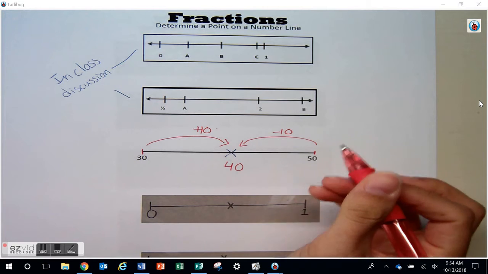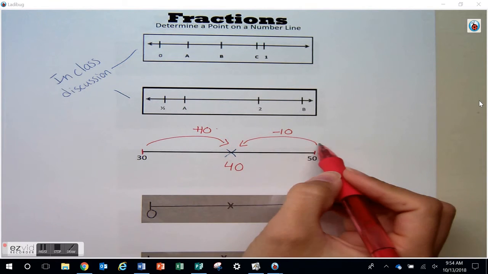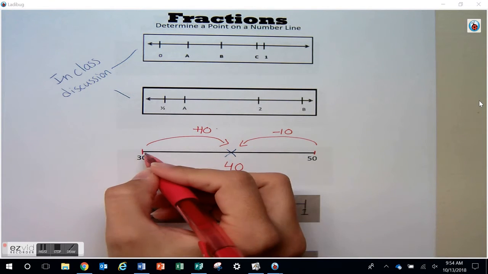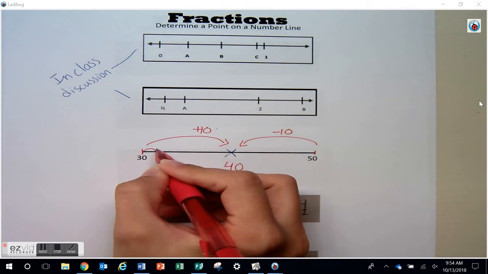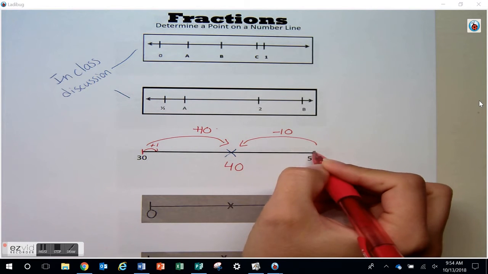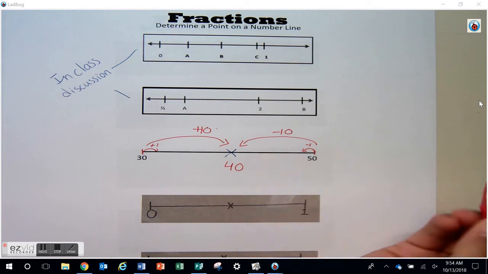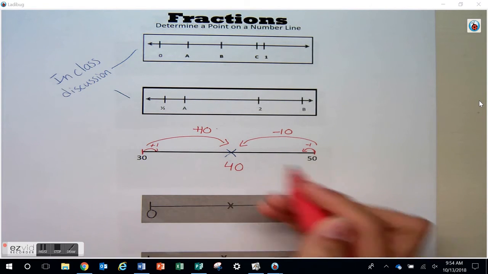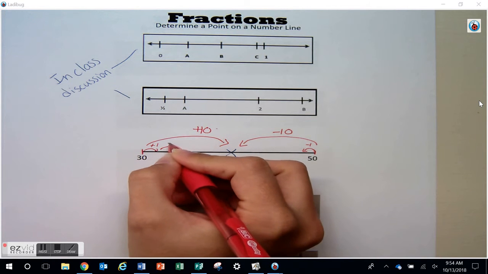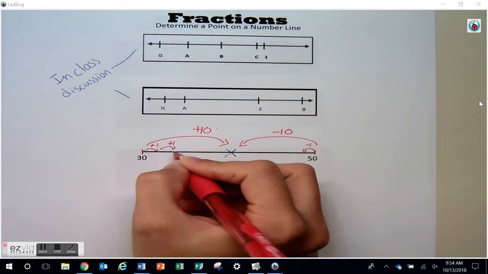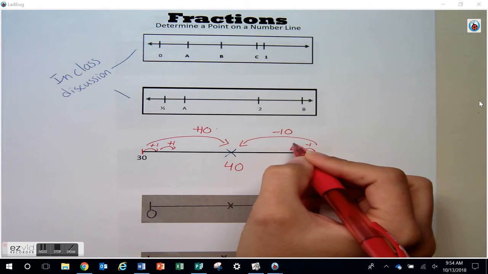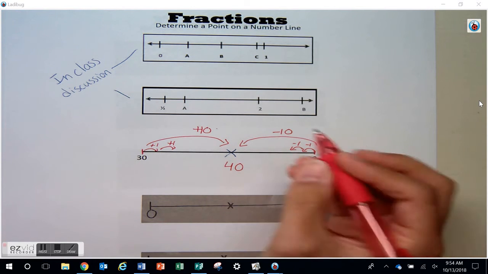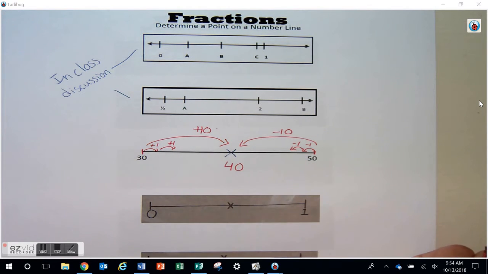If I didn't know that 10 right away, I could always start with smaller things, adding 1, subtracting 1. Well, now I'm at 31, now I'm at 49. Okay, I keep going. And now I'm at 32, now I'm at 48. And you'd keep going until you reach the center. We're going to use that same idea, but this time we're going to use some fractions. So buckle up.